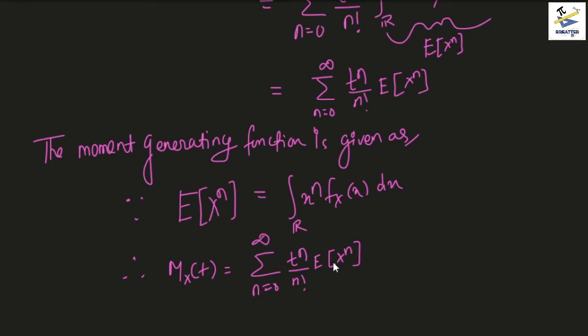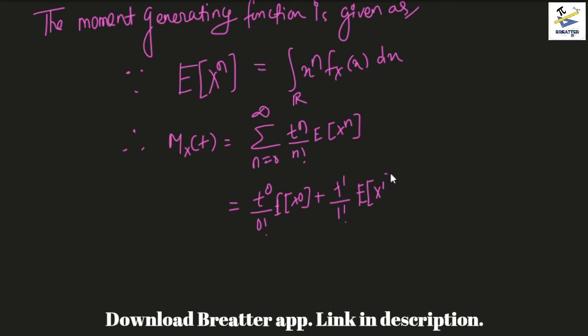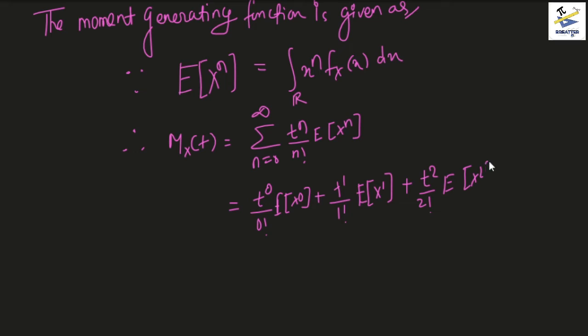So we see how the moment generating function basically generates the moments one by one. What this means is this: the first term would be t to the power 0 by 0 factorial into E of X to the power 0, plus t to the power 1 by 1 factorial into E of X to the power 1, plus t square by 2 factorial into E of X to the power 2, and so on. This is what we call an exponential generating function.